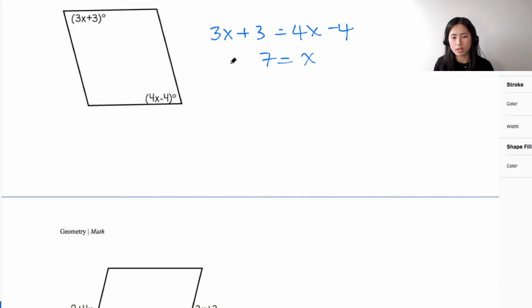So in order to find this, you would have 4 times 7, 28. 28 minus 4, that's 24, right, degrees. Then this would be 3 times 7, which is 21. 21 plus 3, that's 24, right? Again, they're congruent. So yeah, if it's a parallelogram or it's a rhombus, the opposite angles will be congruent. And if you have angles on the same side, they're supplementary.